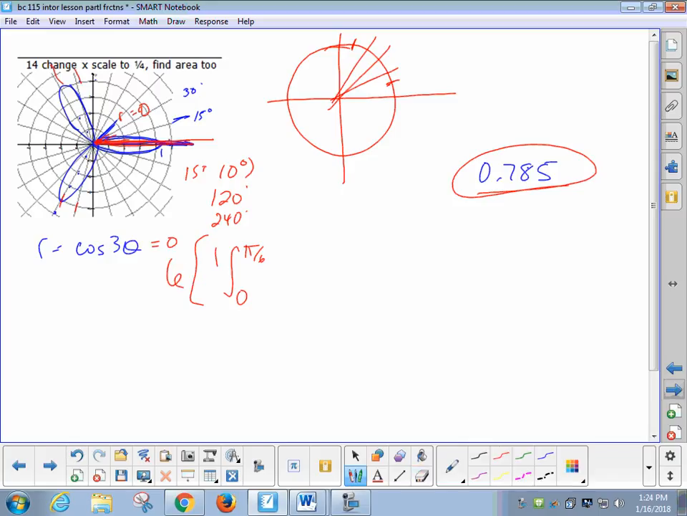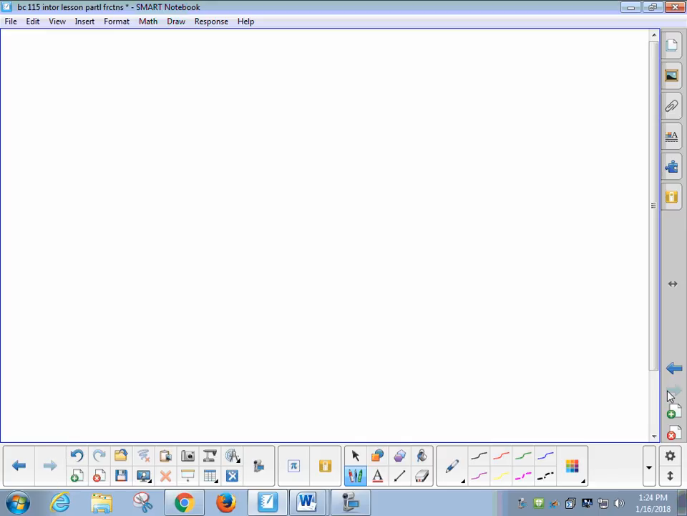So 6 times a half of r squared d theta. The formula itself is always 1/2 r squared d theta. Always. It's always 1/2 r squared d theta. And so it looks like that. All right. Are we good? Okay. I guess that's it for replacements.